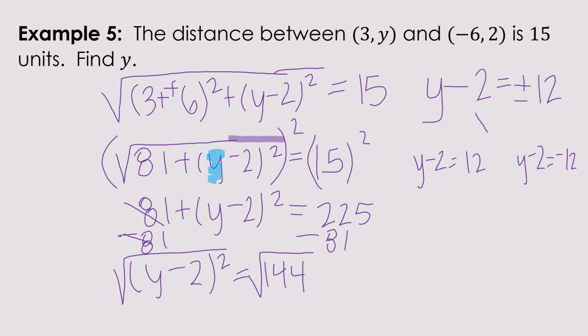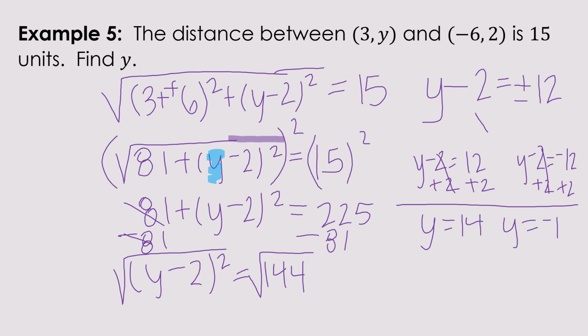So now if we add the 2 to both sides on both equations, we're actually going to get two possible answers for this particular problem. So 12 plus 2 is 14, and negative 12 plus 2 is negative 10. So my two possibilities for y are 14 and negative 10.